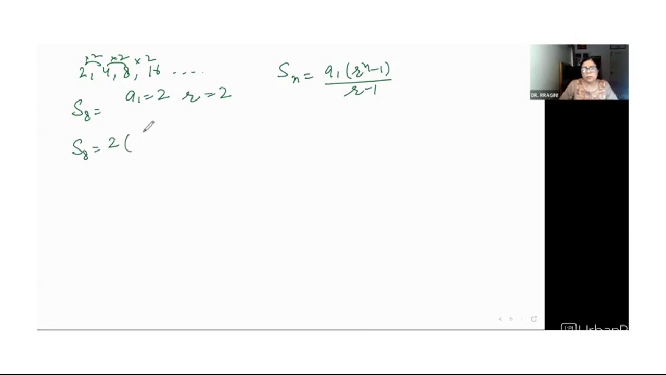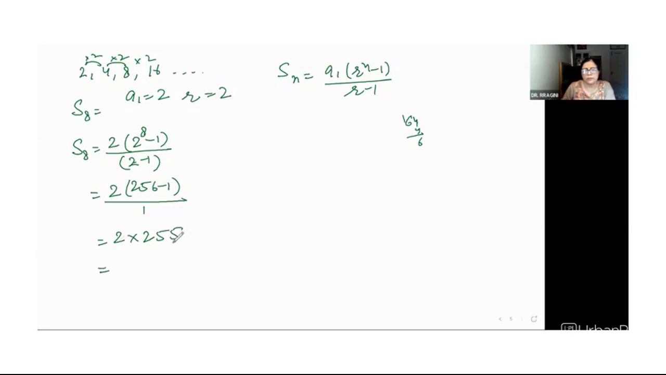R is 2. 2 times (2 to the power 8 minus 1) upon (2 minus 1). 2 to the power 8 is 64 times 4, and 4 times 64 is 256. 256 minus 1 upon 2 minus 1, which is 1. So this is 2 times 255, which is 510. Right? This is the sum of first 8 terms of this sequence, which is an increasing sequence.